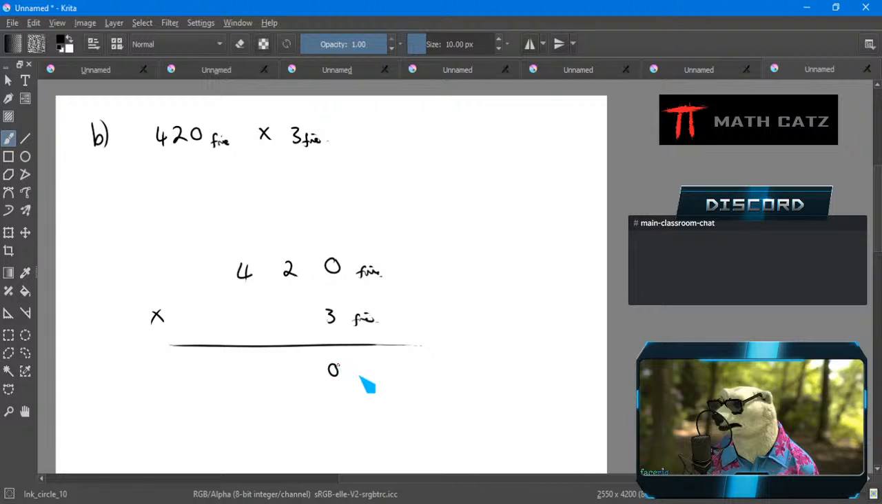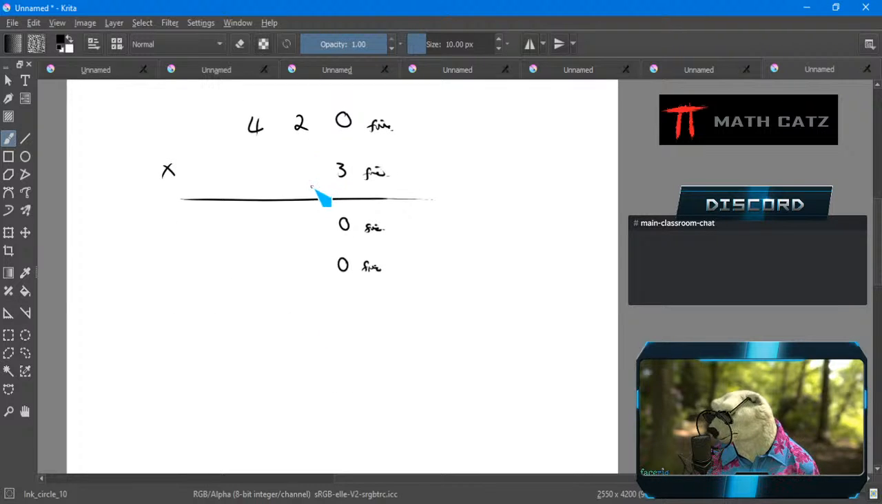3 times 0, 0. Then I'm going to go to my next column, pad it with a 0 to line everything up. 3 times 2, whoopsie. 3 times 2 is 6. There is no 6 here. 6 is one group of 5 and one left over.